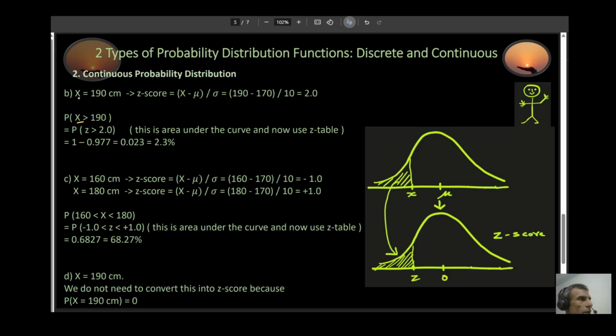Now, what is the probability that his height is more than 190 centimeters? Do the same thing: convert your x equal to 190 into your z-score using the same formula. Substitute your value of x, which is 190, and my mu is 170, the same value. Substitute your sigma, 10. The answer comes out to be 2.